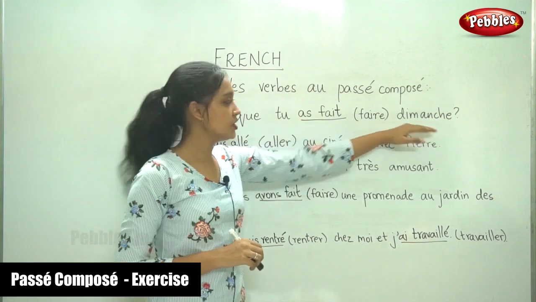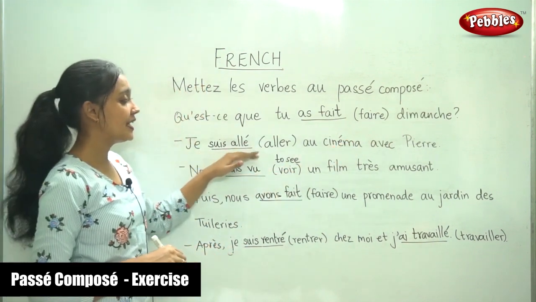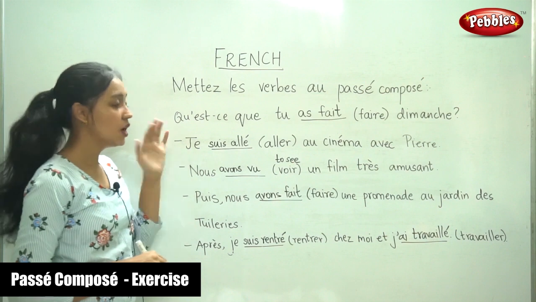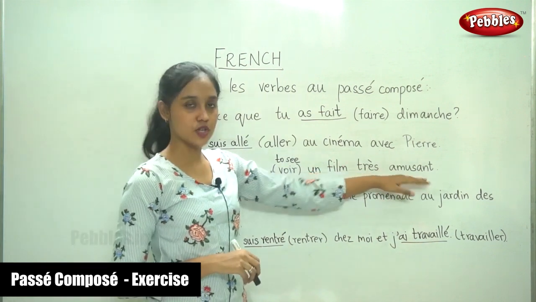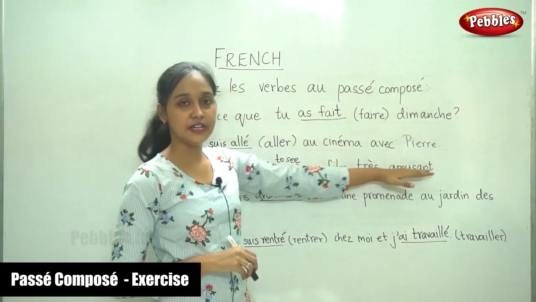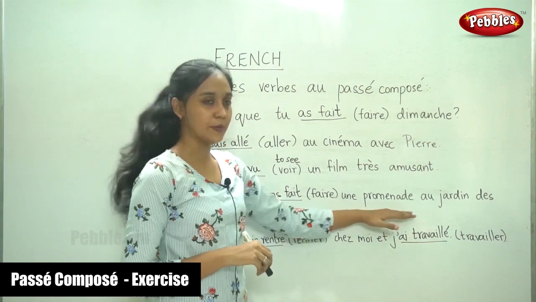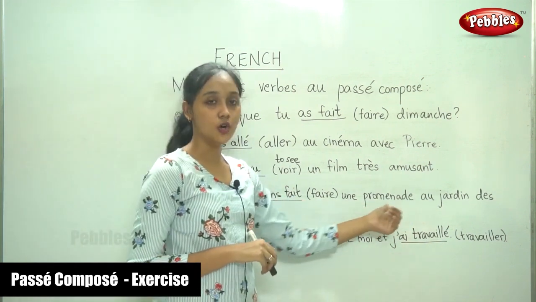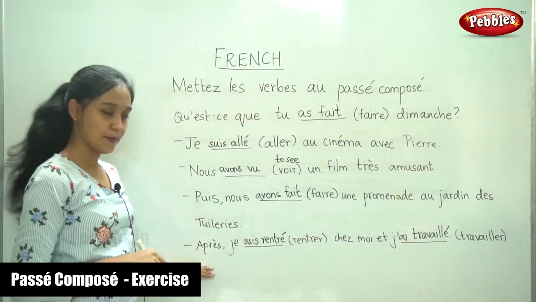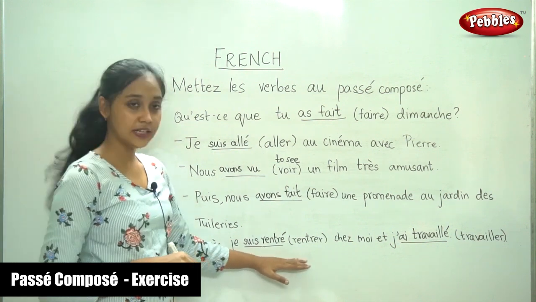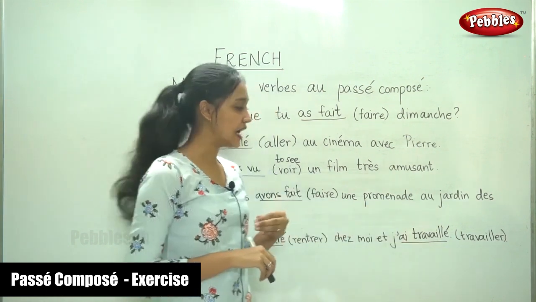So once again, read this along with me. Qu'est-ce que tu as fait dimanche? What did you do on Sunday? Je suis allé au cinéma avec Pierre. I went to the cinema with Pierre. Nous avons vu un film très amusant. We watched a very nice film. Puis, then, nous avons fait une promenade au jardin des Tuileries. We did a walk in the garden of Tuileries. Après, later, je suis rentré chez moi. I returned to my house. Et j'ai travaillé, and I worked.